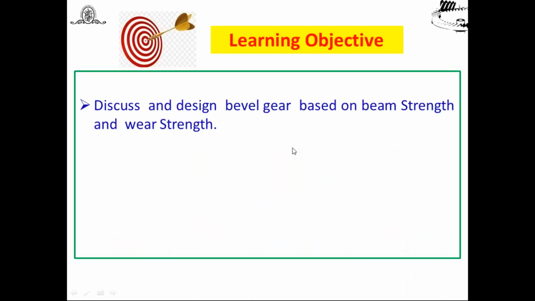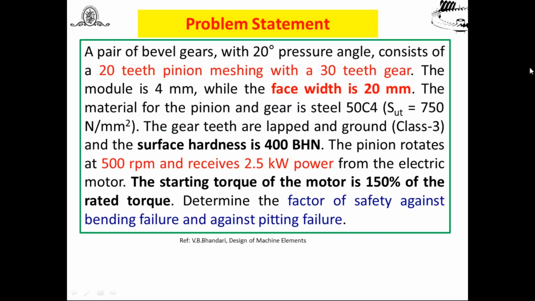The learning objective of this session: discuss and design the bevel gear based on beam strength and wear strength. I am going to read the problem. If you have a notebook, you can write it down. It's a simple one because we have solved two problems on spur gear design and one on helical gear design. So the same logic we are going to use, and we'll finish within 5 minutes. I am going to read the problem statement. It's a solved problem from V. Bhandari's book. You can read it after the session also.